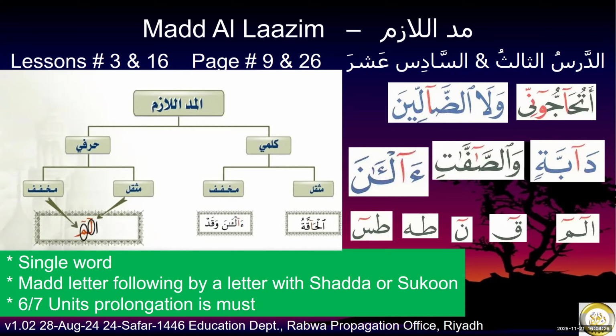The difference is that 2 units is the basic mad, which comes with the sagira letter, alif sagira, ya sagira, waw sagira, or alif mad, ya mad, waw mad, without being immediately followed by the letter hamza or shadda or sukun. If one of these sagira letters or mad letters is followed by hamza, then it must be prolonged 4 or 5 units.